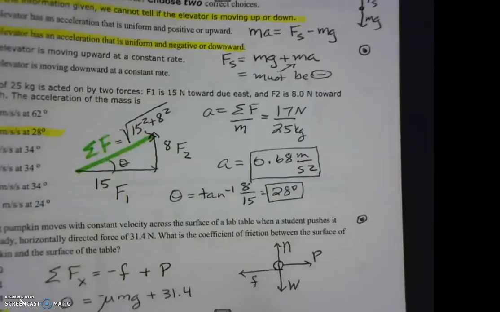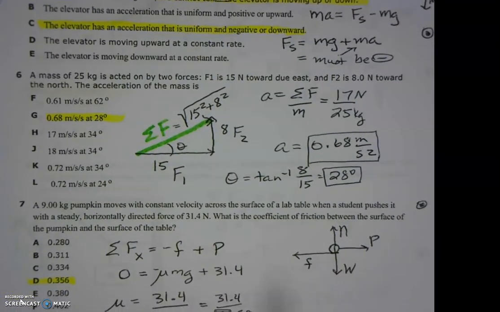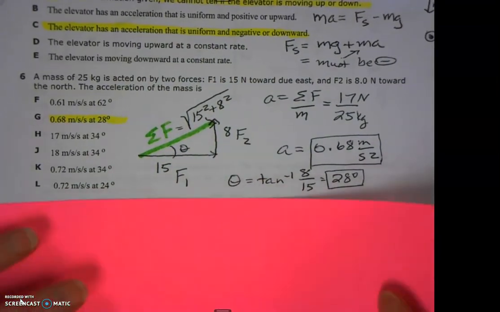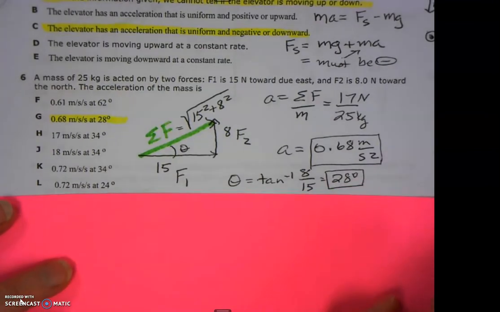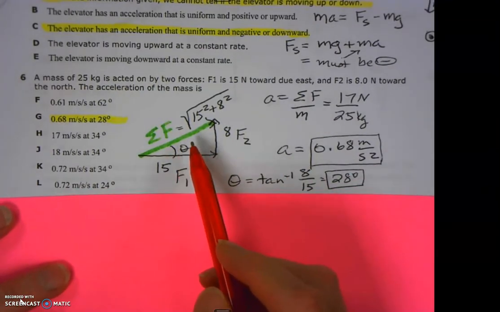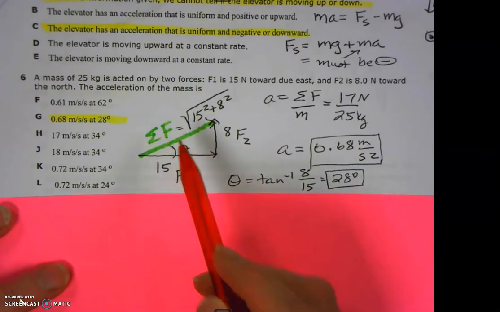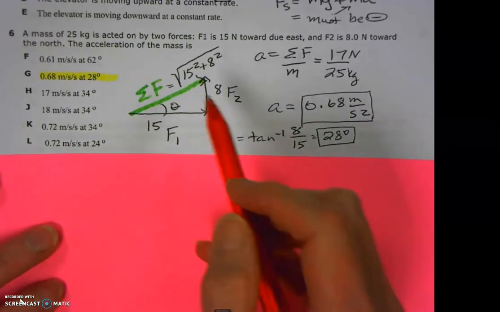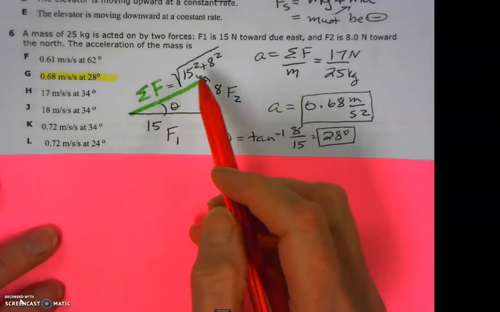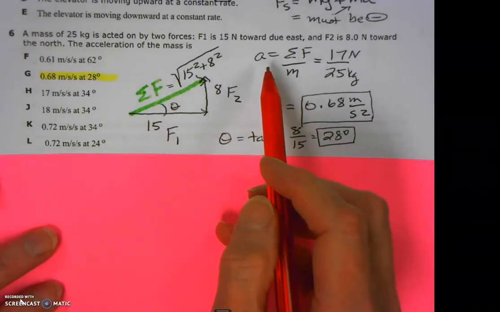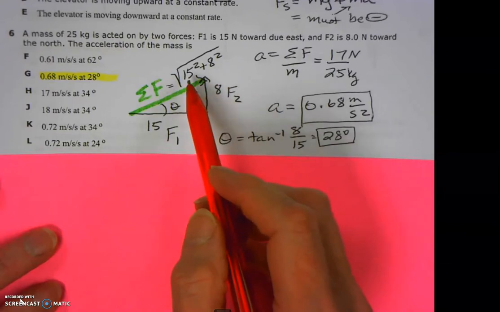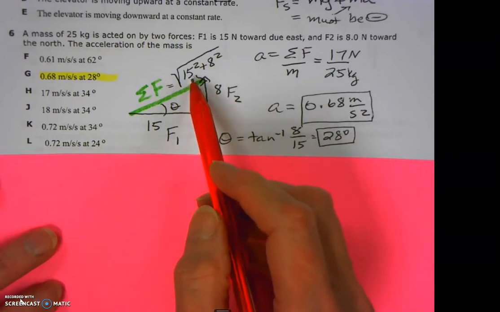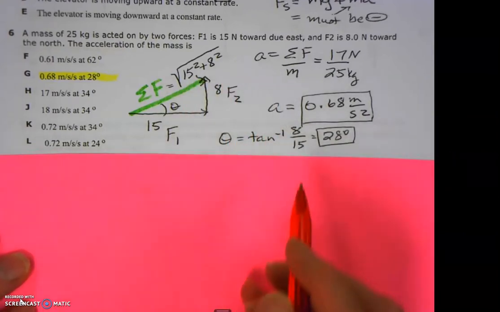No problem. The next problem here has 2 force vectors at right angles to each other. So you have to use the Pythagorean theorem to get the net force. Like almost every problem on the AP test, it's a 2-step problem. Once I have net force, I have to realize I still need acceleration. So I go to Newton's second law, and I take the net force, which turned out to be 17, and divide by mass to get that acceleration.